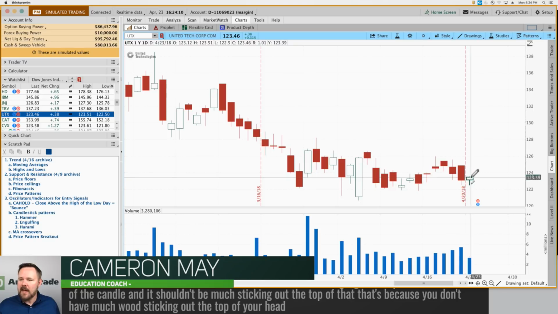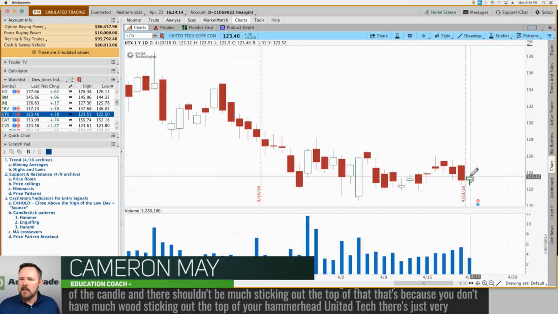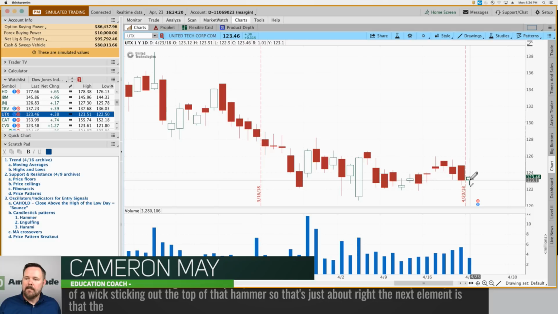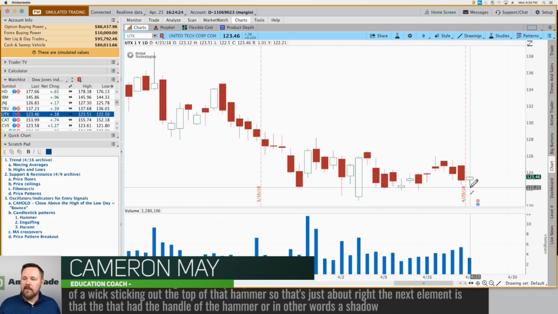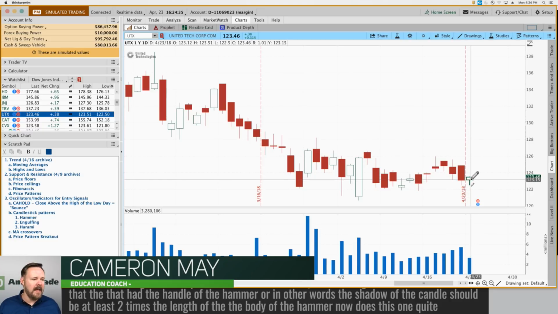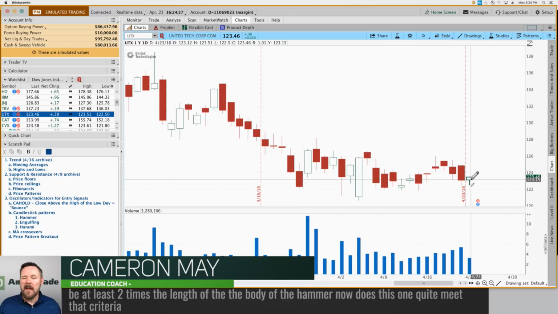And you can see that right there on United Tech. There's just very little of a wick sticking out the top of that hammer, so that's just about right. The next element is that the handle of the hammer, or in other words, the shadow of the candle, should be at least 2 times the length of the body of the hammer. Now, does this one quite meet that criteria? Maybe not quite, right?